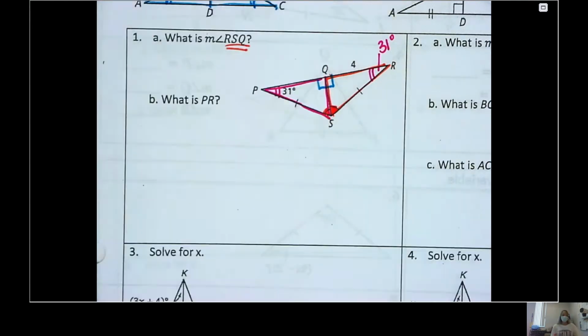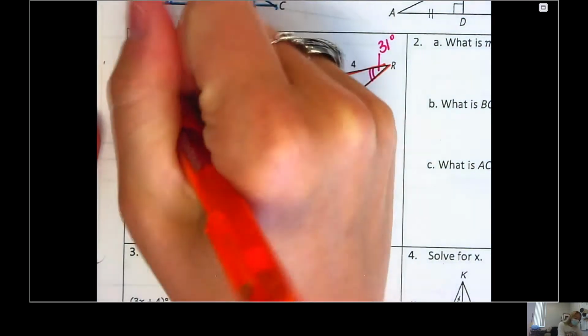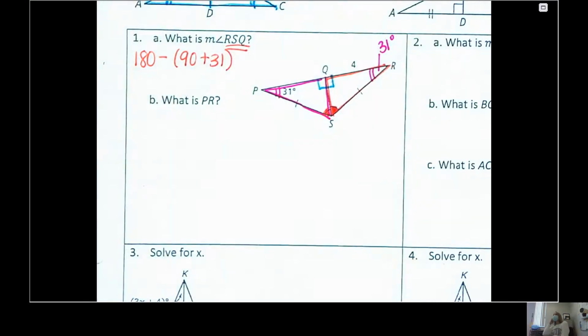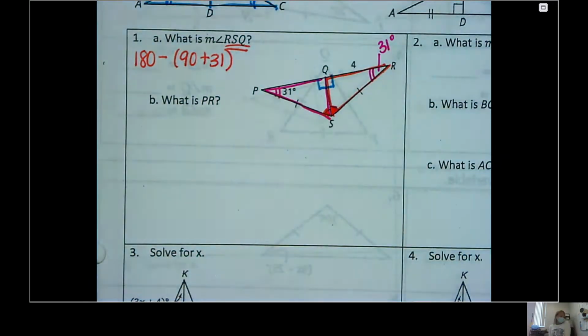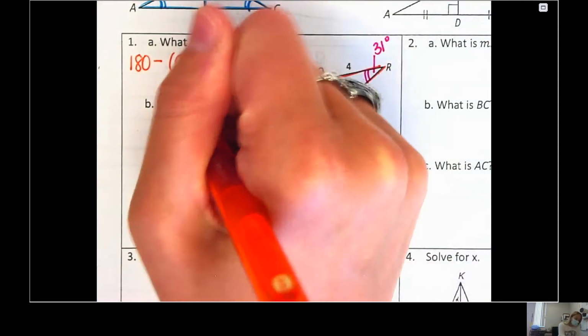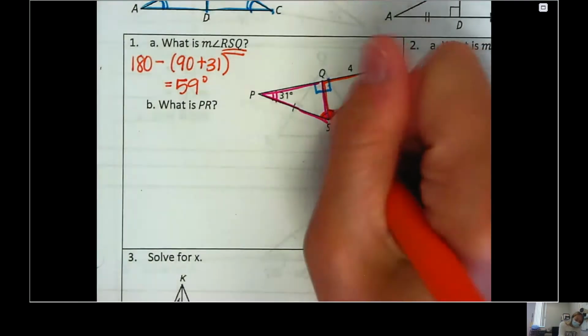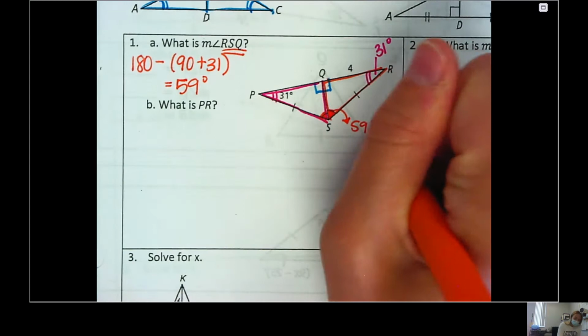Perfect. Exactly what we're going to do. We're going to take 180 and subtract 90 and 31. Right, so I just add those two numbers together and then subtract them from 180. So 90 and 31 gives me 121, and if I subtract that from 180, I get 59 degrees. So this little piece right here is 59 degrees.